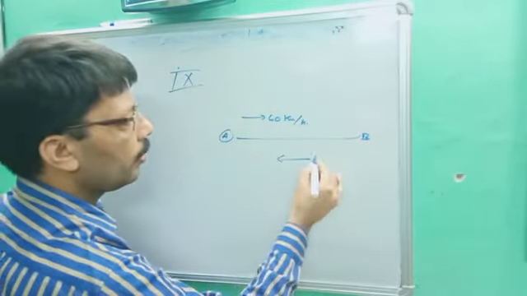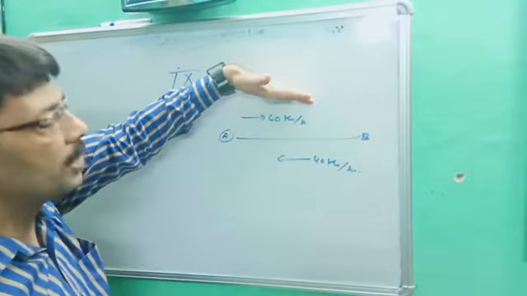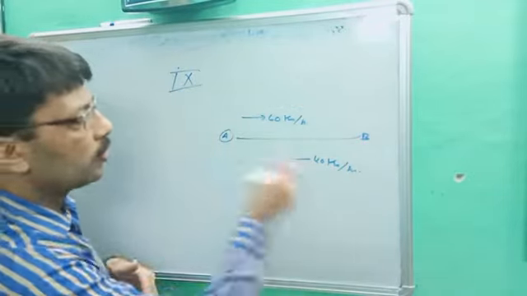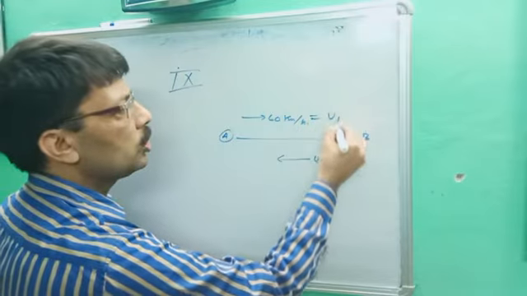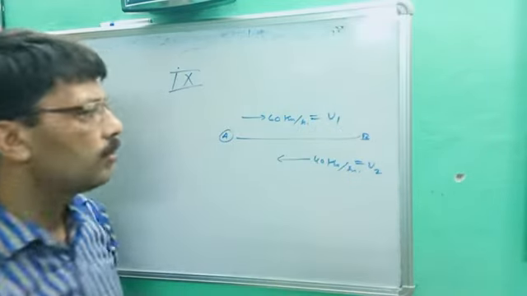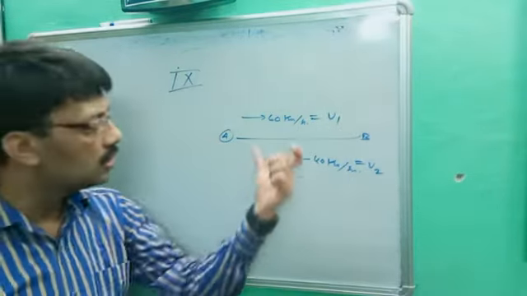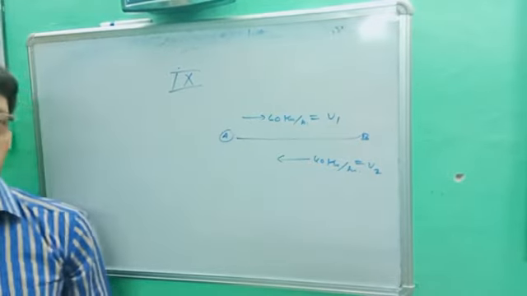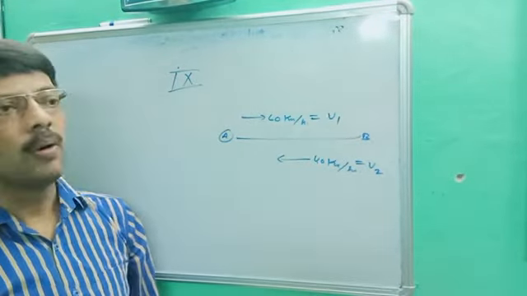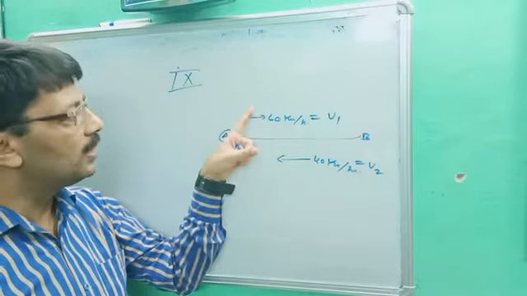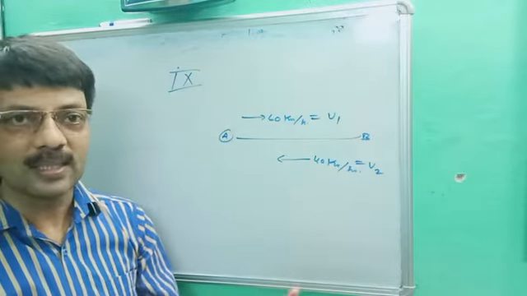Velocities are different. He is going from A to B at 60 km per hour and coming back at 40 km per hour. Let's suppose this velocity is V1 and this velocity is V2. No doubt, this is the variable velocity. Already we taught you. And I asked what will be the average velocity. So don't simply go 60 plus 40 divided by 2. Don't do it like this. This is the wrong answer.